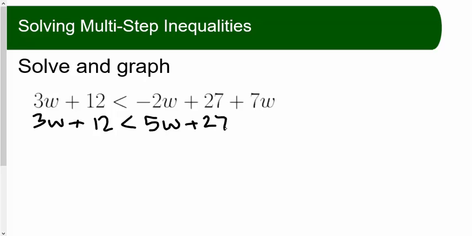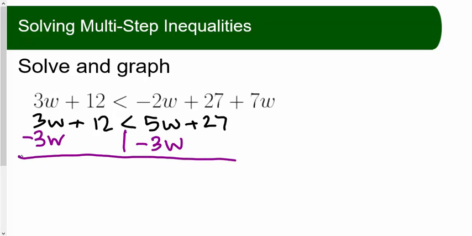Now what I like to do next is get the variable terms only on one side of the inequality symbol. And what I want to try to do is keep my coefficient positive so that I don't have to worry about switching the sign of the inequality. So I could subtract 5w from both sides or subtract 3w from both sides of the inequality. And I'm going to subtract 3w from both sides. And again, the reason I'm going to do that is because now 5w minus 3w, I get 2w plus 27. My coefficient's positive, so I know that when I divide, I'm not going to have to switch the sign.